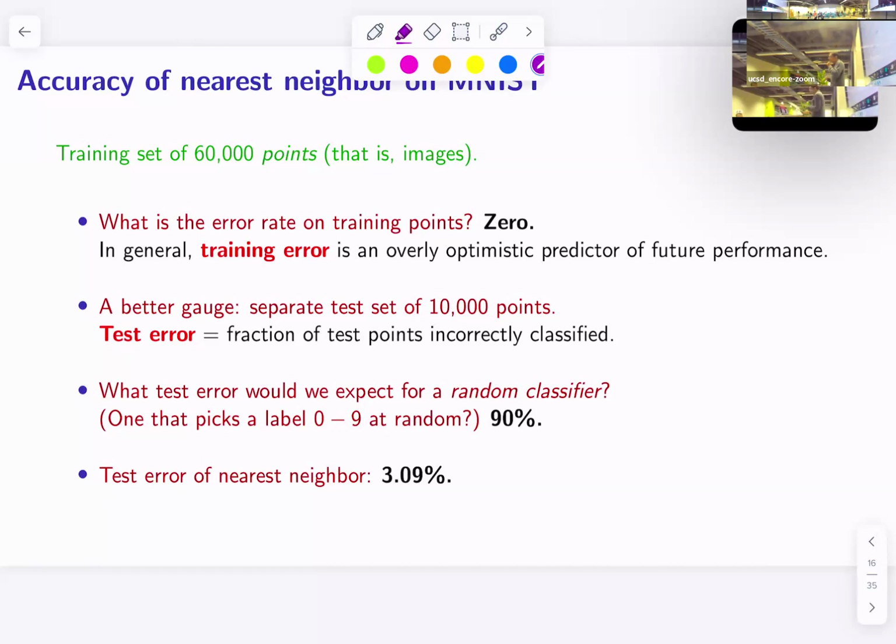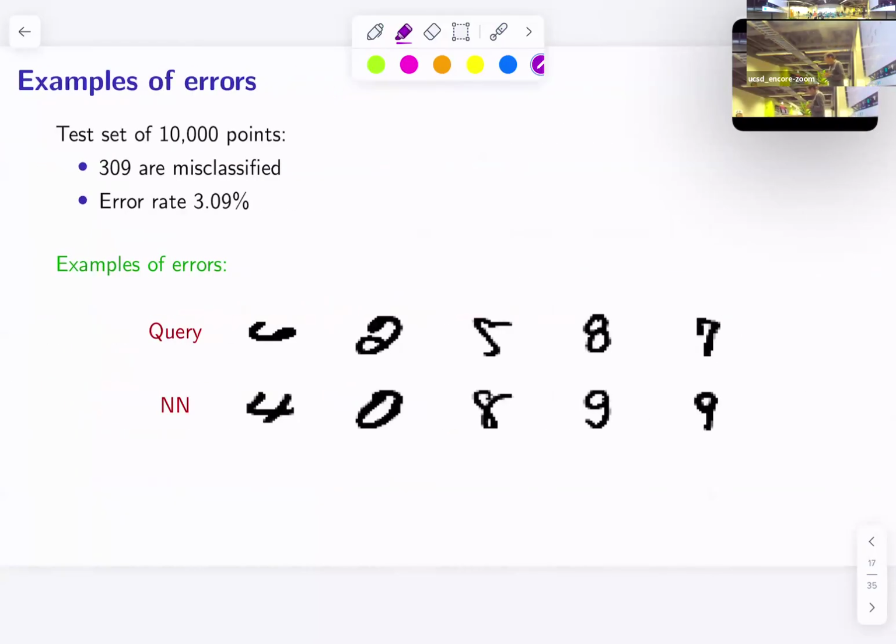So now what we should do though, is we should see, well, these 309 that it got wrong, why is it getting them wrong? Like, what are some examples? And so I'll show you some examples of the ones it got wrong. I just picked five of them at random, okay? So this was the query, this was the actual image in the test set, and this was its nearest neighbor. What do you think the correct label is?